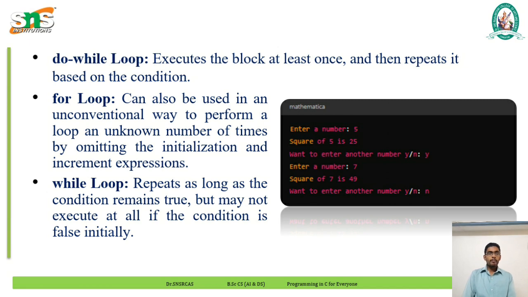And here are some consolidated points regarding the three loops. A do while loop executes the block at least once and repeats based on the condition. A for loop can also be used in an unconventional way to perform a loop an unknown number of times by omitting the initialization and increment expressions. A while loop repeats as long as the condition remains true but may not execute at all if the condition is false initially.